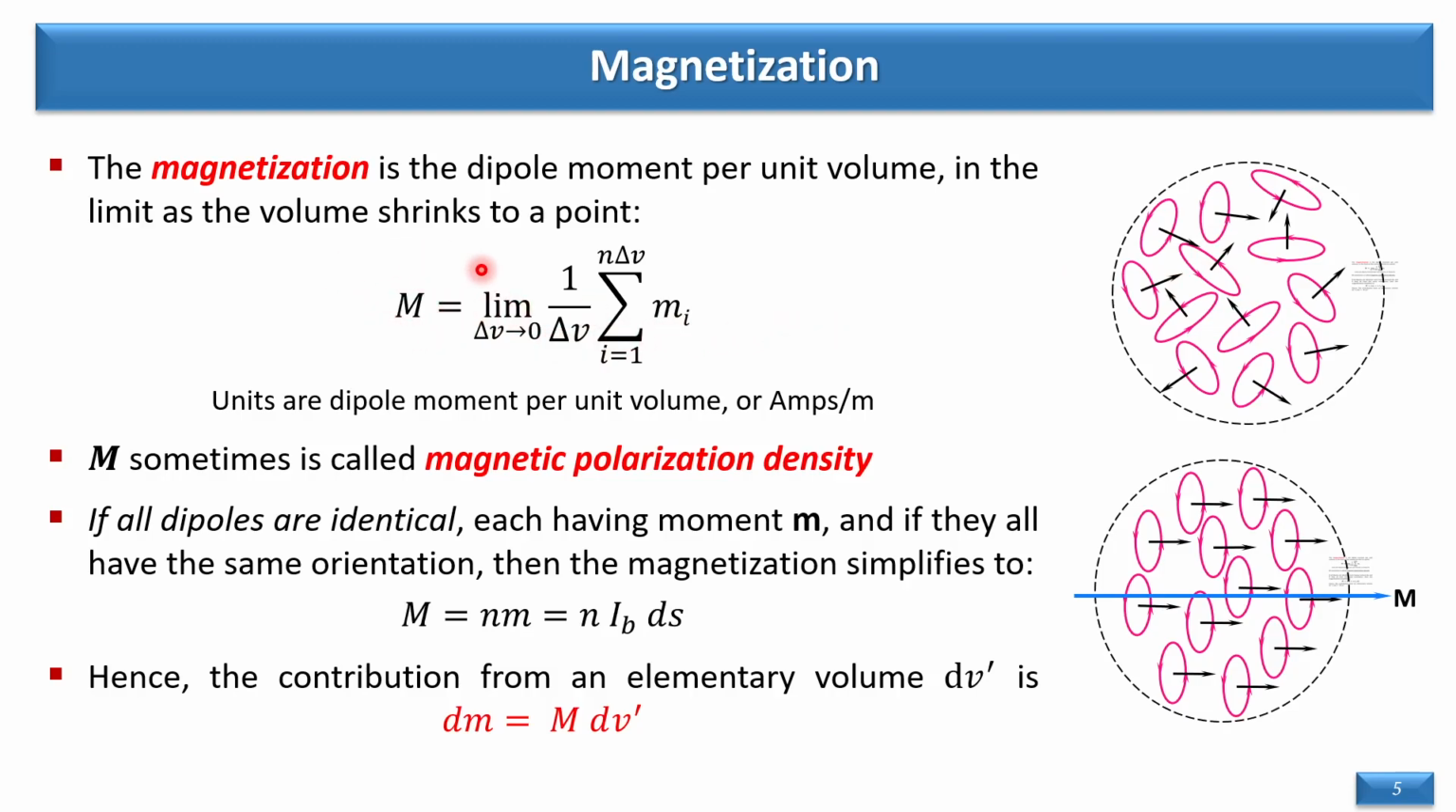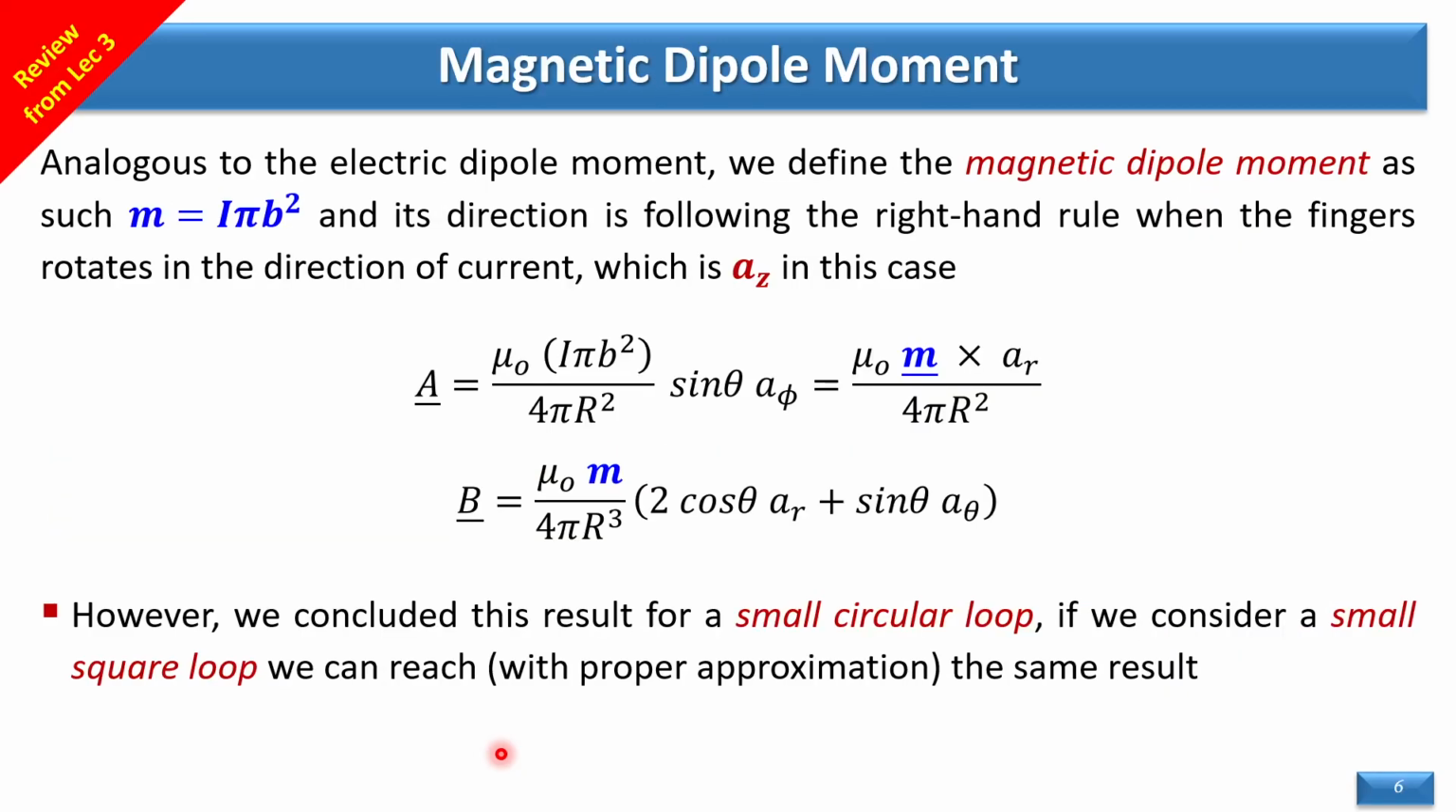So the magnetization, or the magnetic polarization density, or the magnetic dipole moment at a certain point has this expression. And if we are to find the moment inside a certain volume, we just multiply this M with this d volume. So this represents the infinitesimal magnetic dipole moment for the material.